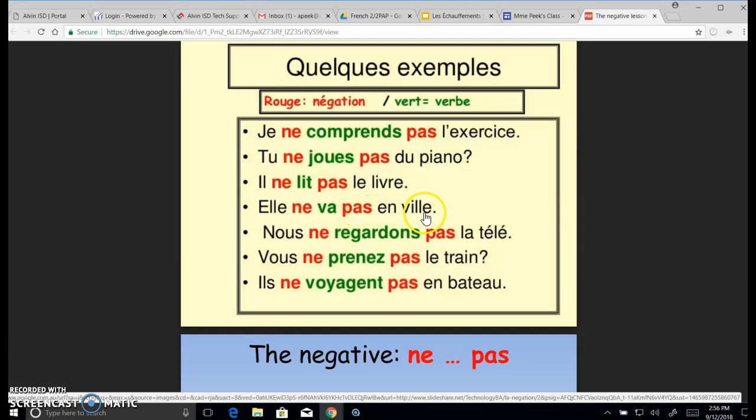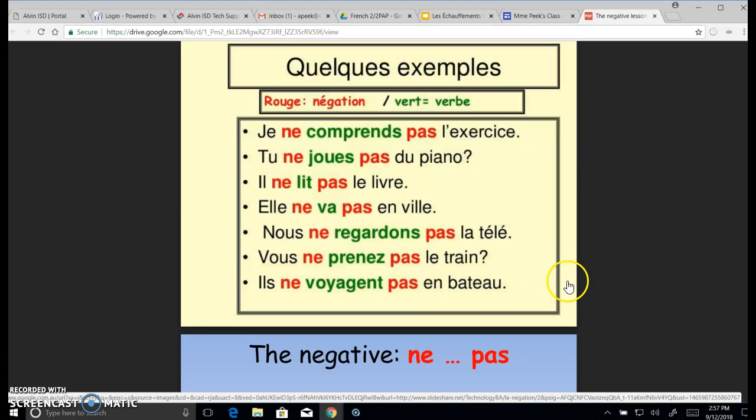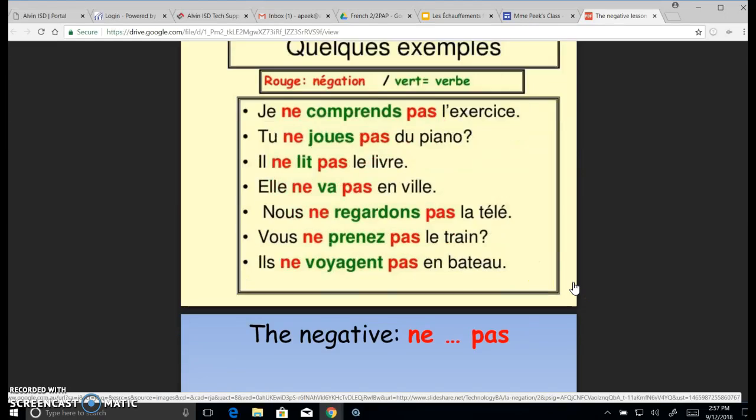Elle ne va pas en ville. She isn't going to town. Nous ne regardons pas la télé. We are not watching TV. Vous ne prenez pas le train. You're not taking the train. Ils ne voyagent pas en bateau. They are not taking a trip on the boat, or by boat.